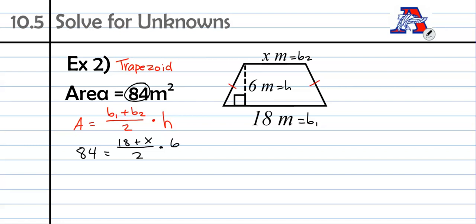This one is algebraically a little bit more difficult. There's multiple ways to do it. For me, I think the easiest thing to do is to get rid of the times 6. So to get rid of the times 6, I would just divide everything by 6. So grab a calculator, and 84 divided by 6, if you don't know that one, is 14.